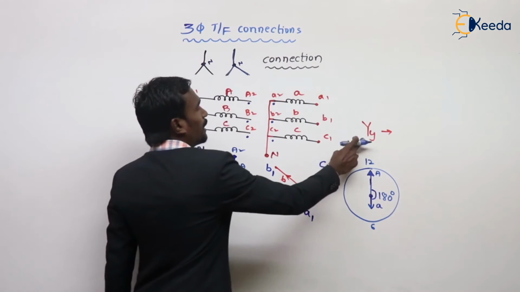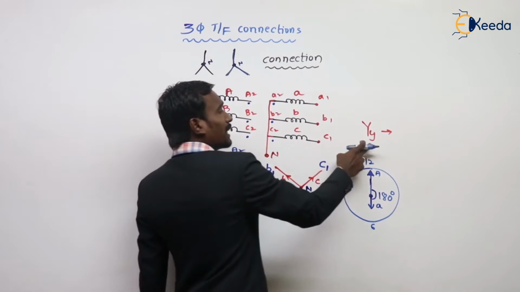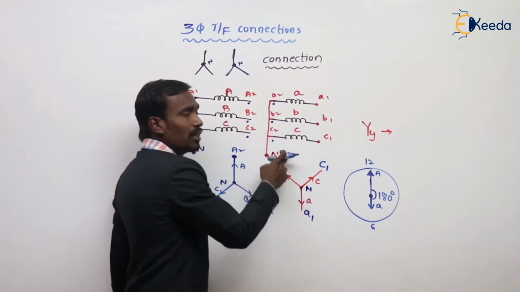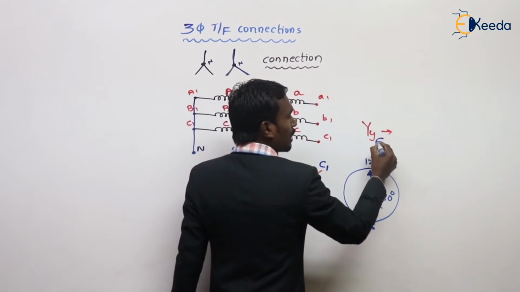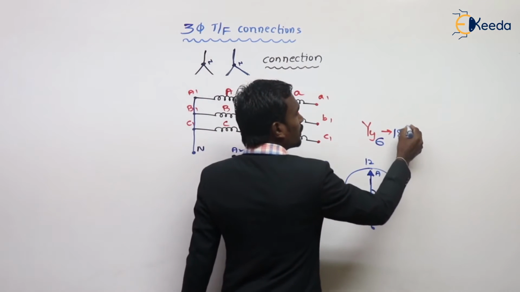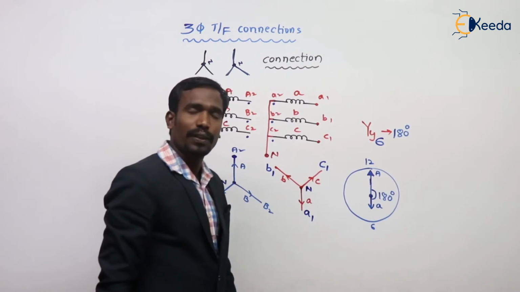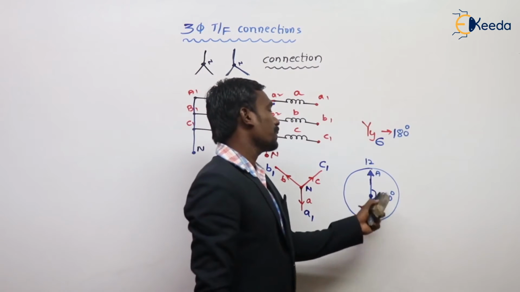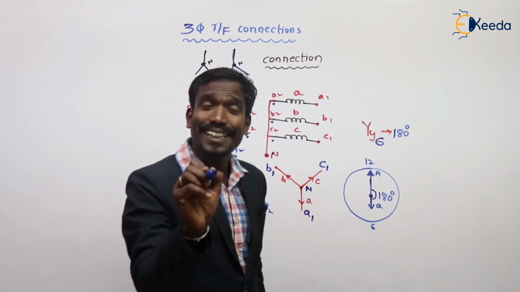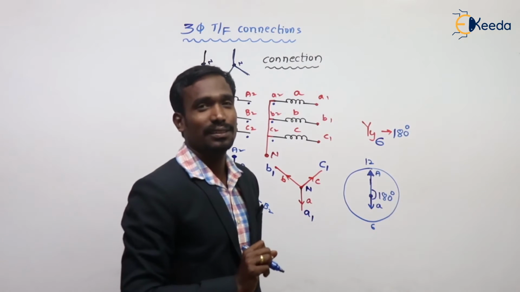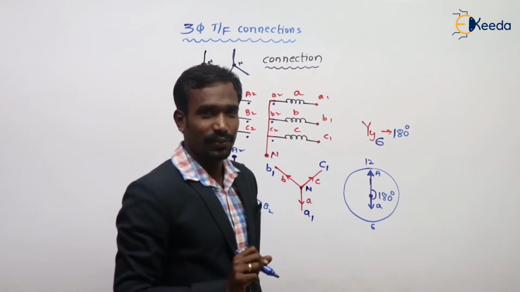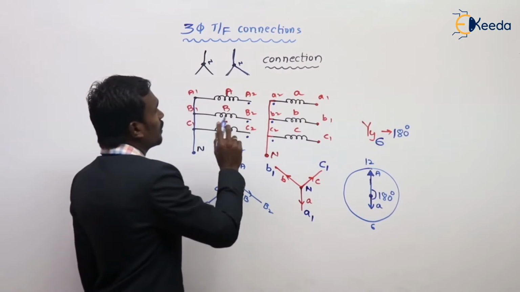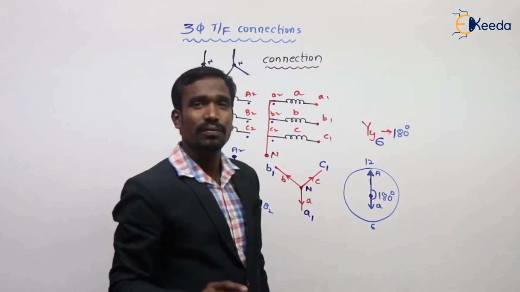So here the primary is star, the secondary is also star, but the time is 6 o'clock. 6 o'clock represents a 180 degree phase difference. This is simply about the star-star connection.